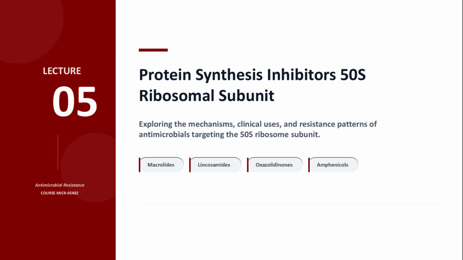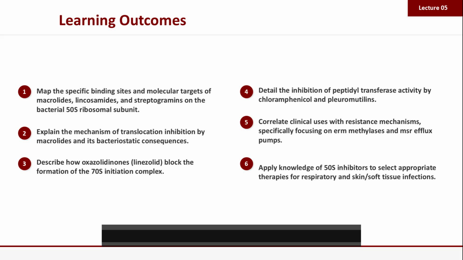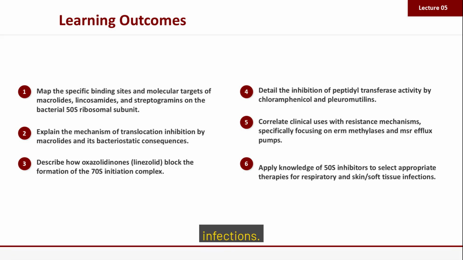roles. By the end of this lecture you should be able to understand where different drugs bind on the 50S ribosome and how they block protein synthesis. Explain key mechanisms like translocation inhibition, initiation block, and peptidyl transferase inhibition. You should also be able to connect this knowledge with resistance mechanisms and apply it in clinical decision-making, especially for respiratory and soft tissue infections.